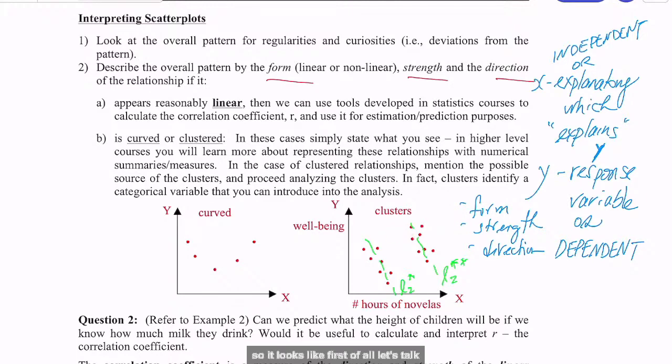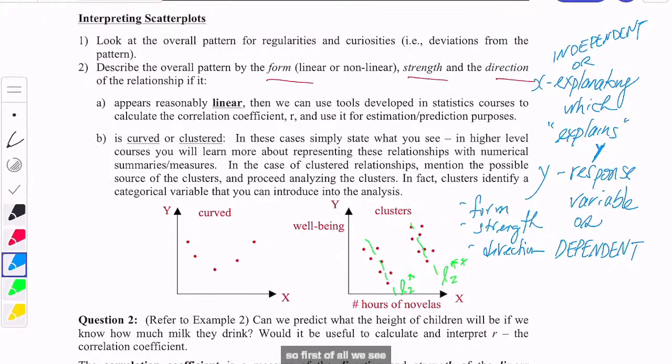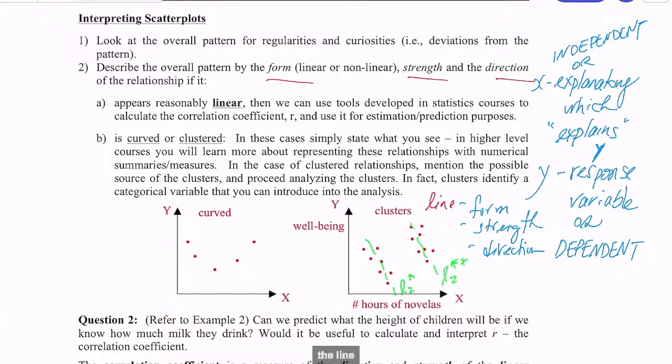So it looks like, first of all, let's talk about what's happening. The relationship between watching soap operas and well-being is a negative relationship. So first of all, we see the line, and that's the form. We see a negative relationship. That's not the strength. Oops, that's the direction. That's the direction.